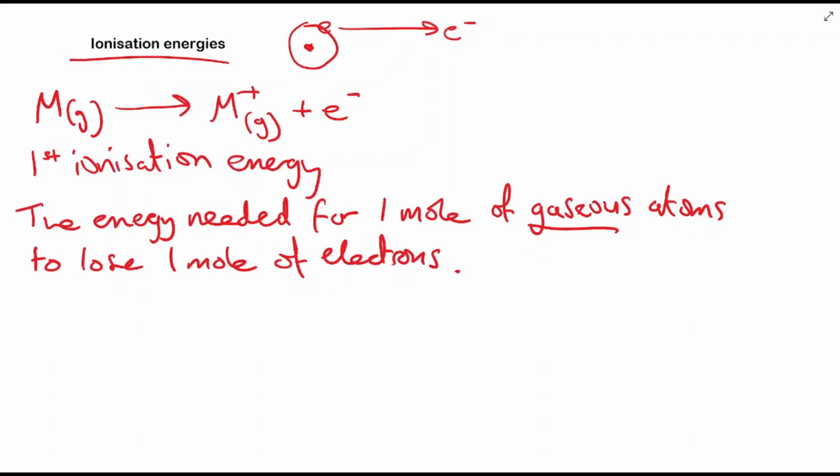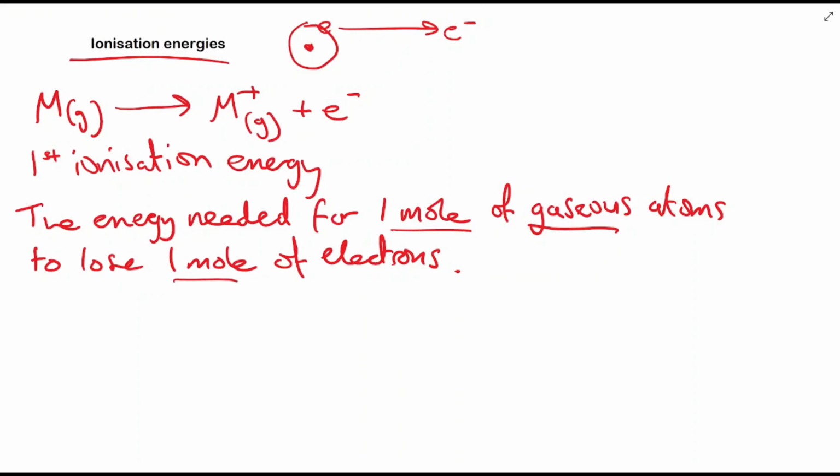And also we can rephrase this the other way. We can talk about losing 1 mole of electrons from 1 mole of gaseous atoms. It doesn't make any difference. As long as we've got this idea that we've got 1 mole in it in both cases and we've got gaseous in it, we're going to be fine.